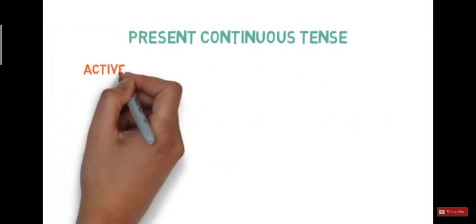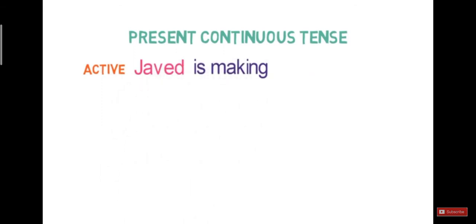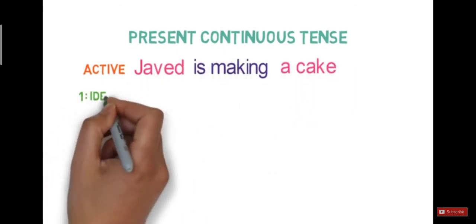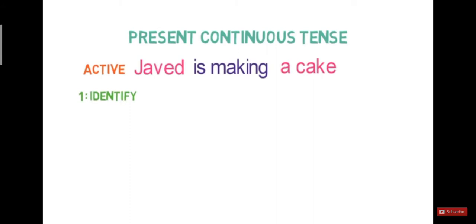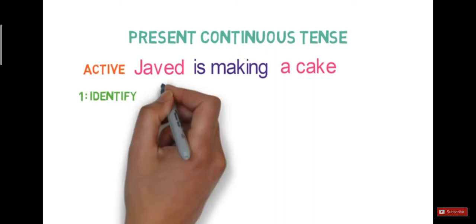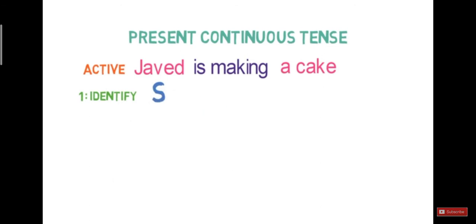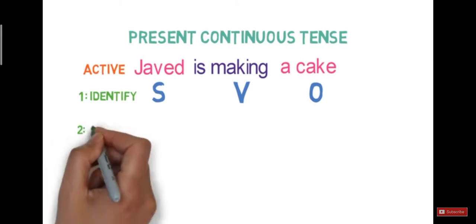Now, present continuous, active voice. Example: Javed is making a cake. First one is identifying. Let's identify. You also identify by yourself. Yes, Javed is the subject. Is making is the verb. What is the main verb? Making is the main verb. And then cake is the object.